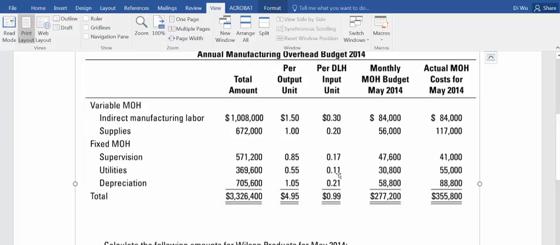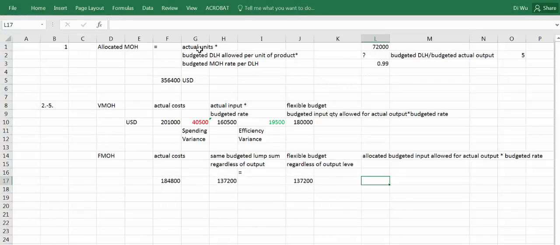So we're going to multiply 0.49 by the budgeted input of direct labor hours allowed for actual output. Once again, we come back to question 1. We have actual units, we have budgeted efficiency, the direct labor hours allowed per unit of product. So we're going to multiply these two numbers to figure out the budgeted input allowed for actual output. It's highly similar now. So let's go ahead and complete this calculation.